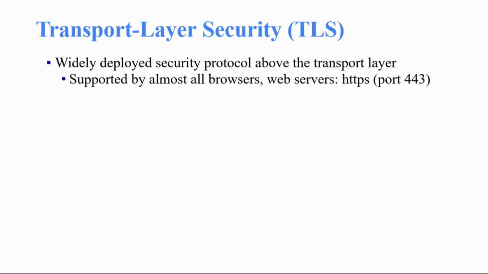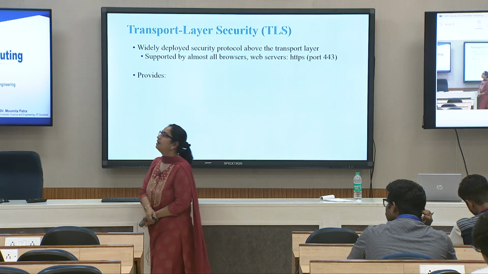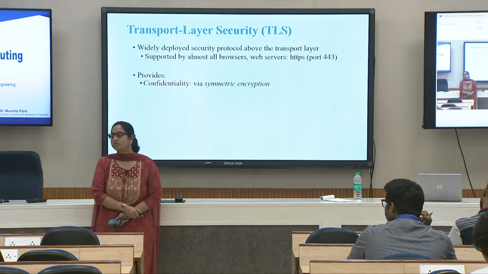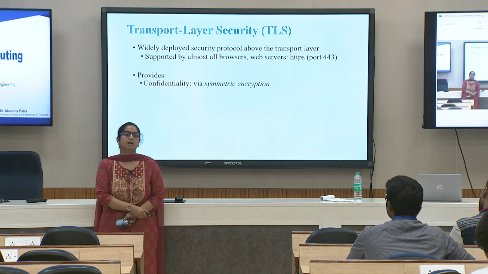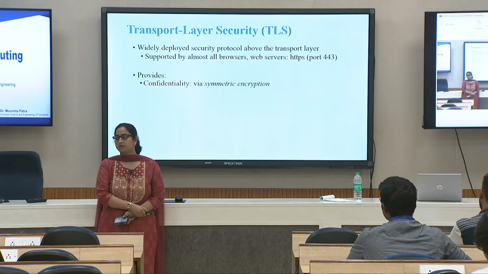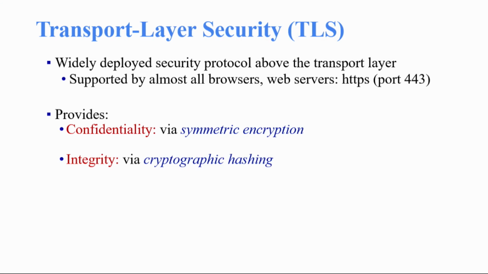Now, as you rightly said, used in HTTPS, what does it provide? It has to provide the three objectives. How does it provide confidentiality? Via symmetric key encryption. How does it provide integrity? Via cryptographic hashing. And how does it provide authentication? Via public key cryptography.